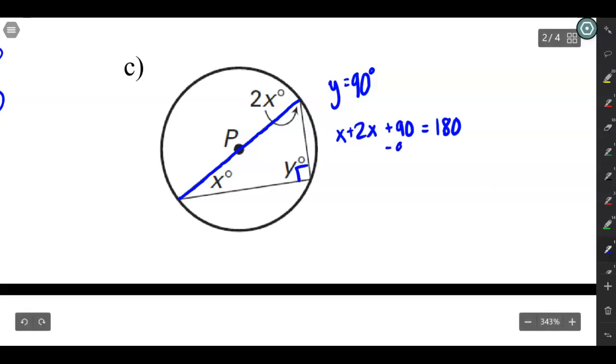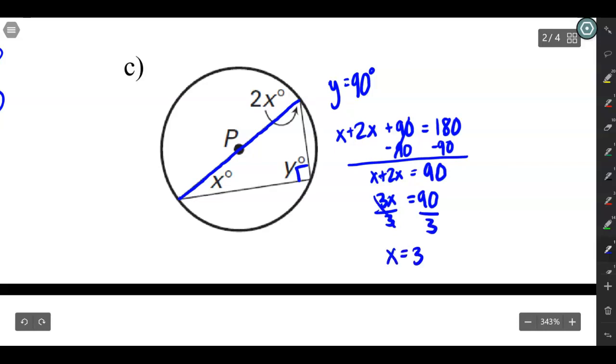Then I'm just going to start solving this equation. So I'm going to subtract 90 from both sides. So I have x plus 2x is equal to 90 now. If I take x and 2x and add them together, that's 3x. So 3x is equal to 90. Divide both sides by 3, and I get x equals 30.